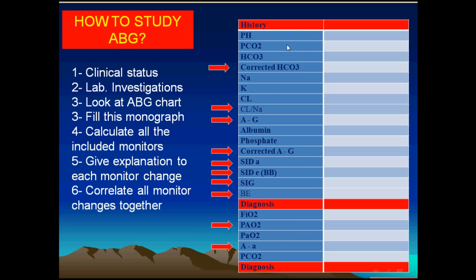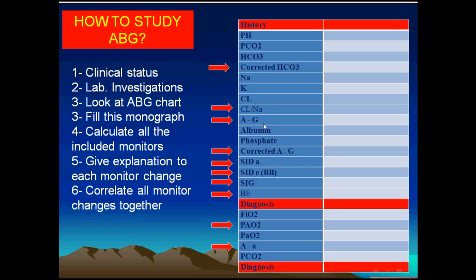It is very important to fill this monograph because you are going to fill in this data and then calculate the monitors. These are the monitors to be calculated: corrected bicarbonate, or the previous set of bicarbonate if the patient is having some sort of mixed problems. In this case, you can know the previous set of bicarbonate. When you study the chloride sodium ratio, is it hemoconcentration, hemodilution, or addition of sodium, or addition of chloride, or loss of chloride, or loss of sodium, something like that.